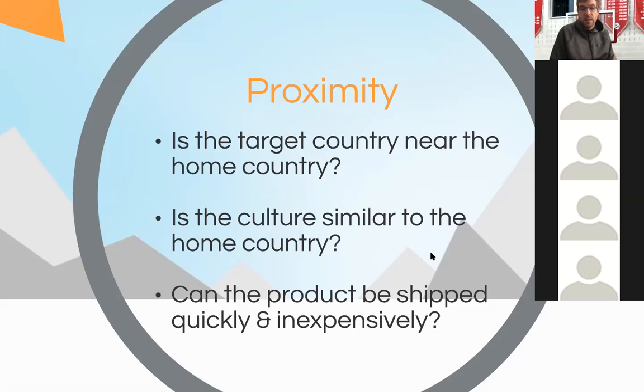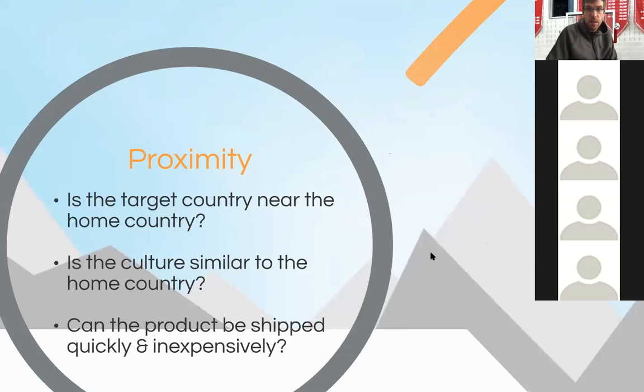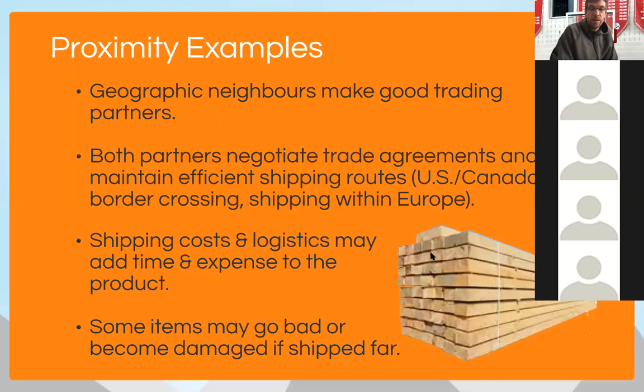Is it easy enough to get there? So if you're a Canadian company, Australia might have a similar culture. Canada Goose could make raincoats that appeal to Australians. However, shipping it there is going to be a lot more complicated than just going to the US. So can you get the product there quickly and inexpensively? Geographic neighbours are often good trading partners because the logistics are simple, and they often have a free trade agreement. If there's too much distance, there could be a delay. The product could be damaged. The product might not arrive on time, and that would be a reason that sets the business up for failure.